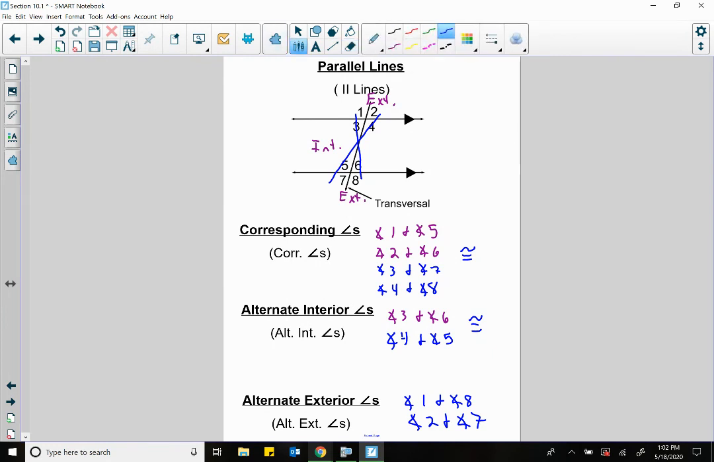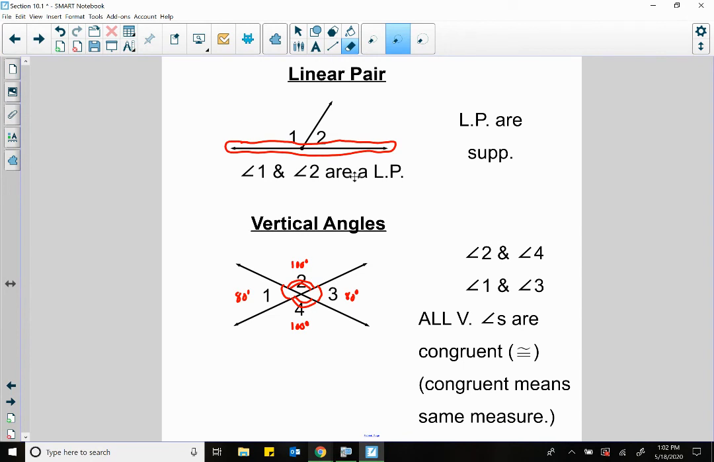And the same with these that were interior, exterior has that same relationship. They are congruent. So whatever angle 1 is, angle 8 must be that. Whatever angle 2 is, whatever it measures, angle 7 must have that same measurement. Okay? So these are the 3 new vocabulary words, along with linear pairs and vertical angles.